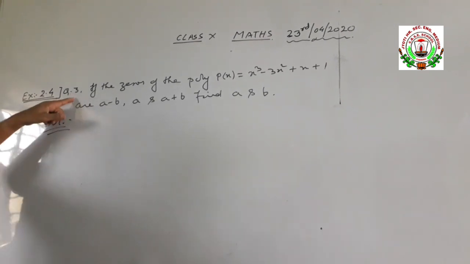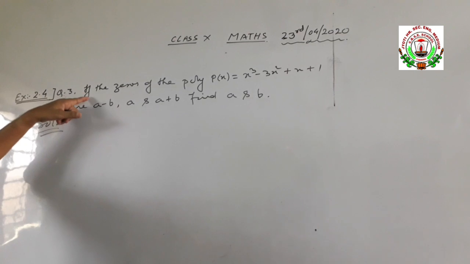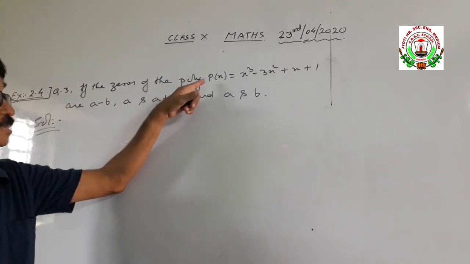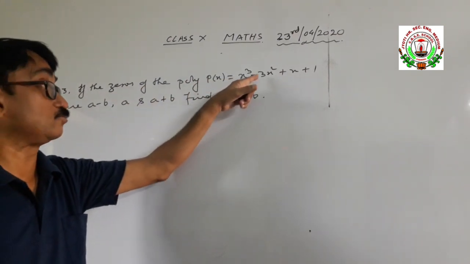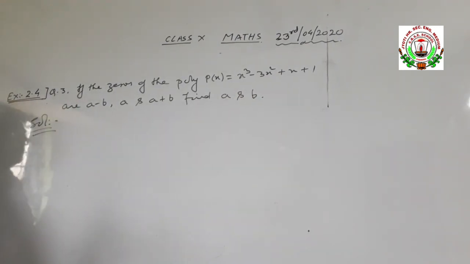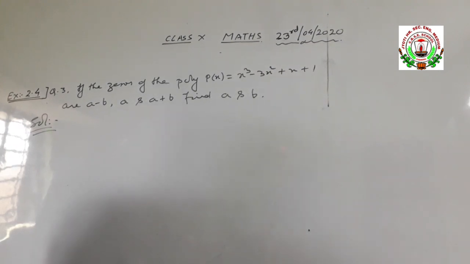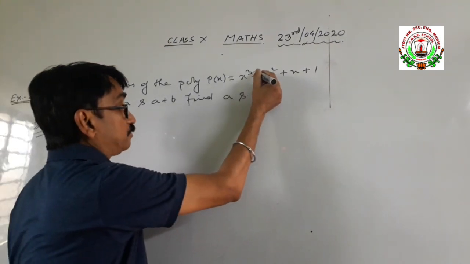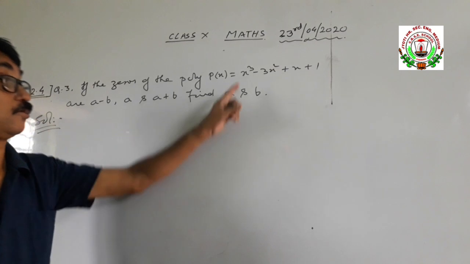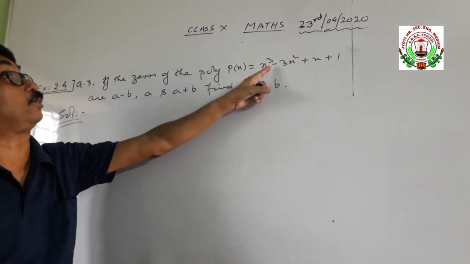Now question number 3 of exercise 2.4. It is a very important question. If the zeros of the polynomial p of x equal to x cube minus 3x square plus x plus 1 are a minus b, a and a plus b, find the value of a and b. Now clearly from the given polynomial we can see that the degree of the polynomial is 3. So it is a cubic polynomial.